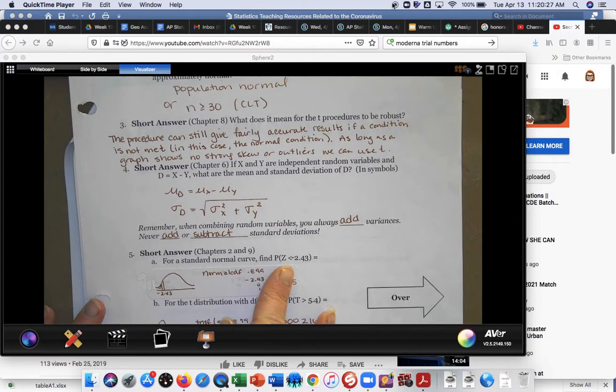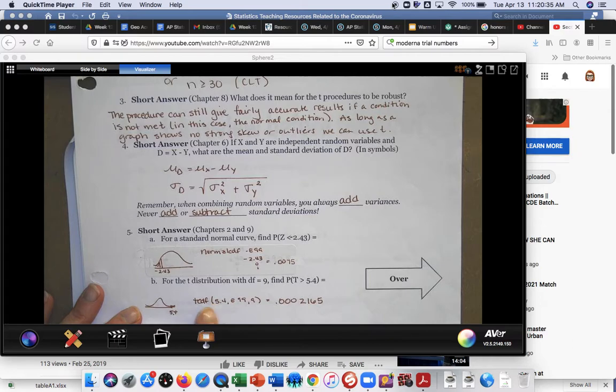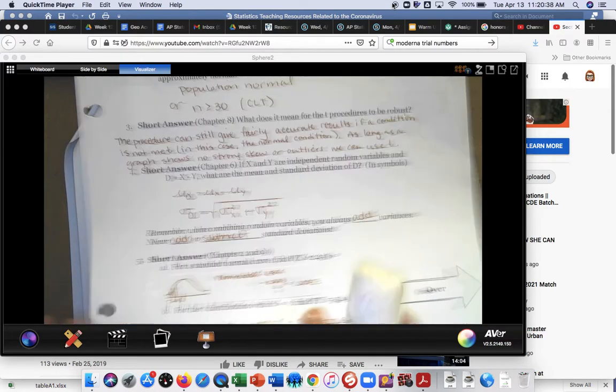Down here, if you wanted to find the probability of that being less than this z-score, you'd get this right here. If you were doing the T distribution, you could use T-CDF. You'd find that answer right there.